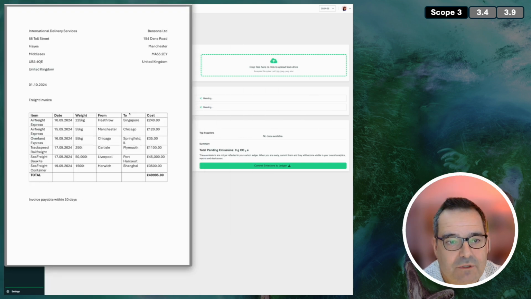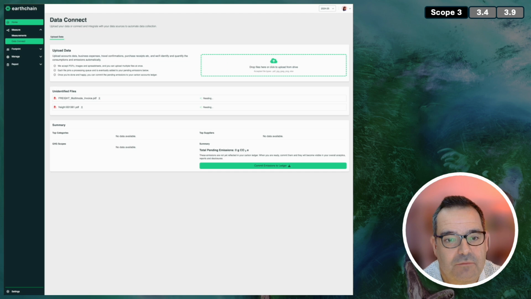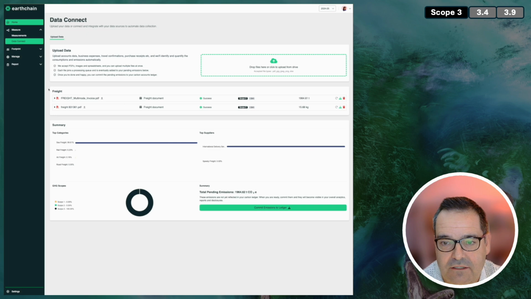Then we have a more complicated one. This is a multi-mode with two different air freight legs between various destinations. We also have the consignment weights in there. Then there's a road leg as well, a rail leg, and then two different kinds of sea leg that require different types of ship. So they've been uploaded onto the Earthchain platform, which is now processing them as we speak, and they are done. So let's look at that multi-mode one first of all.